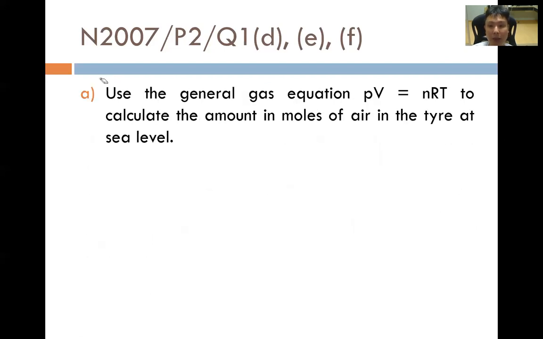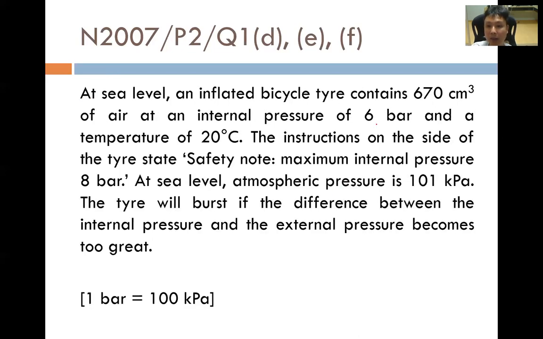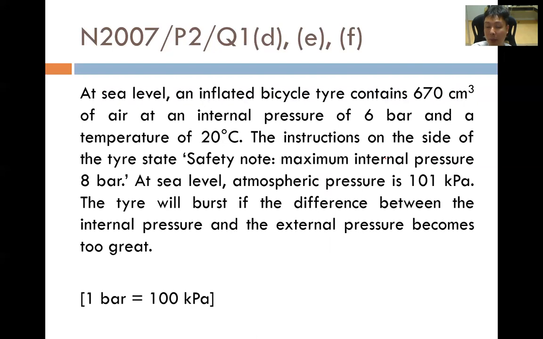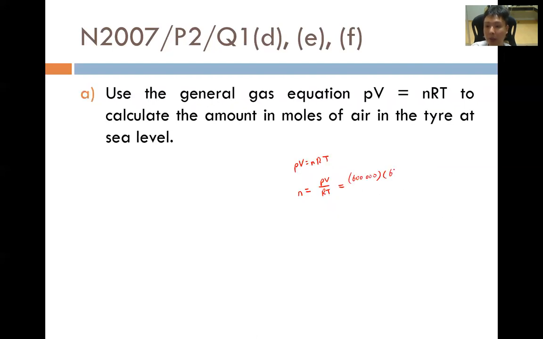Use the general gas equation, PV equals nRT, to calculate the amount in moles of air in the tire at sea level. So we go back to PV equals nRT, and we would like to calculate the number of moles, which means that n is equal to PV over RT. The pressure in the interior is 6 bar, so it will be 600 kilopascal, which is 600,000 Pascal. Remember we have to put it in Pascal. The volume is 670 cm3. In order to change it into meter cube, we need to multiply it by 10 to the power of minus 6.